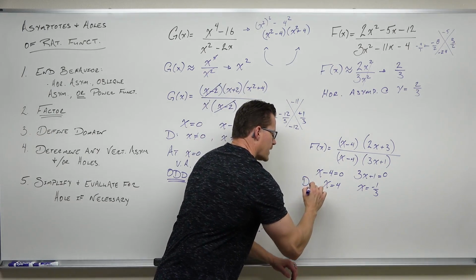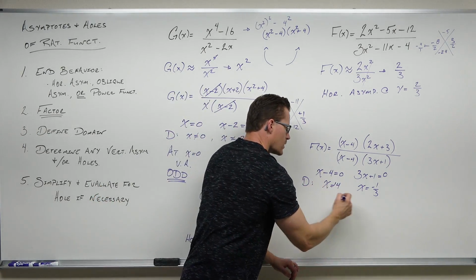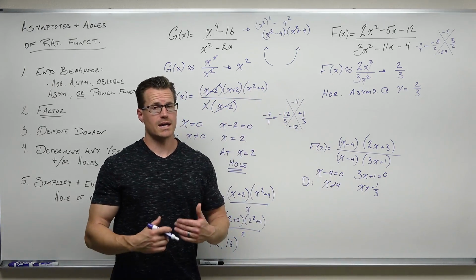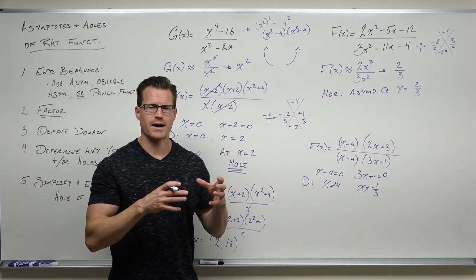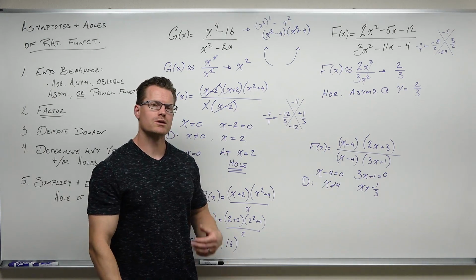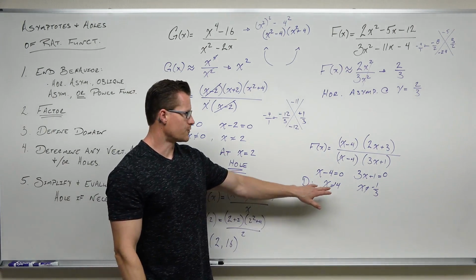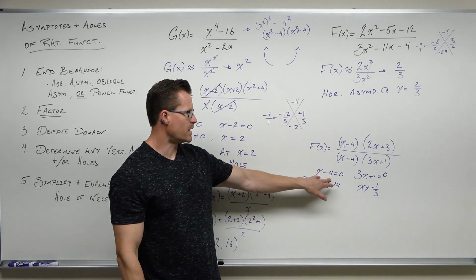So these two values define our domain. We can have any value of x as long as we don't allow 4 or -1/3. Those would cause undefined values inside of our function. That's a problem. And now we're going to define what those problems create graphically. So let's look back at the 4. 4 comes from the factor x minus 4.